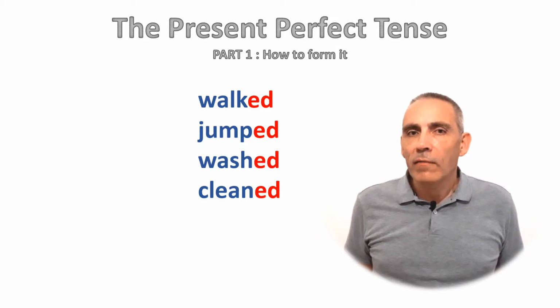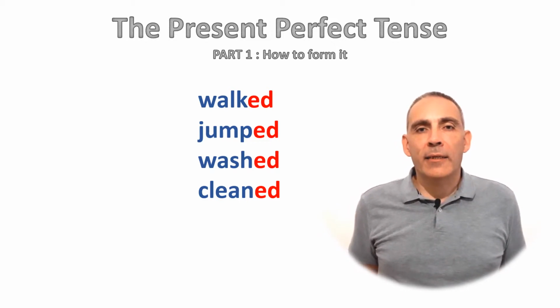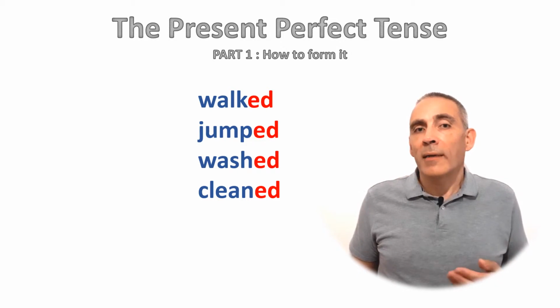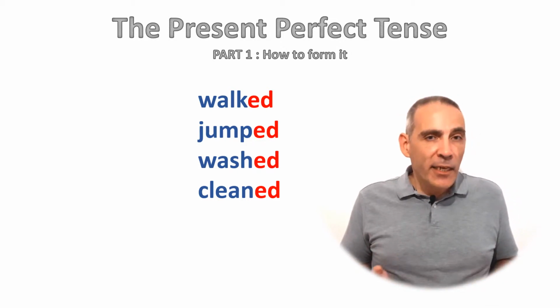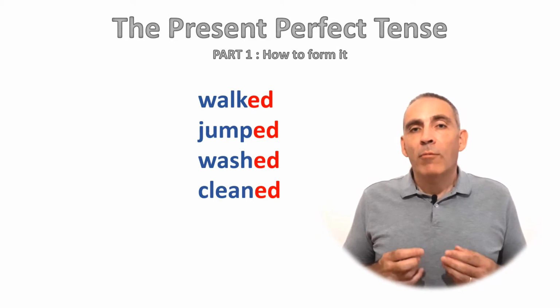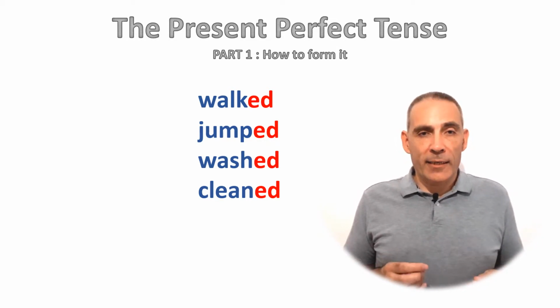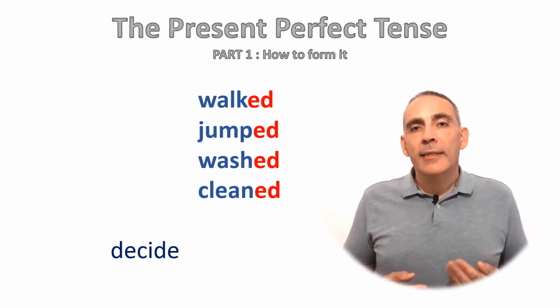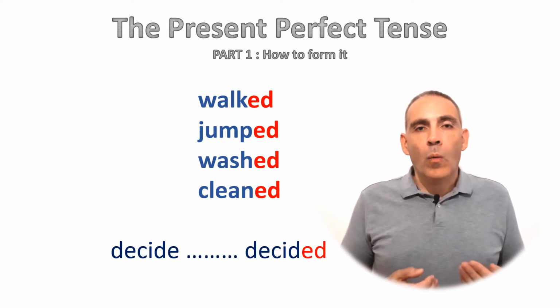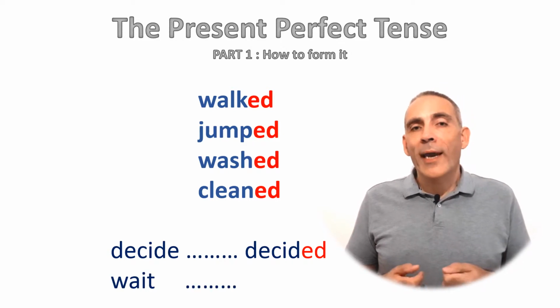Lastly, if a verb already ends in a t or a d sound, we still add the letters ed, but in this case we pronounce it like id. Decide, decided. Wait, waited.